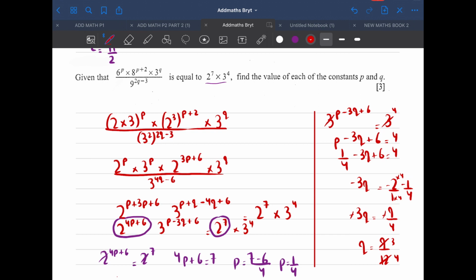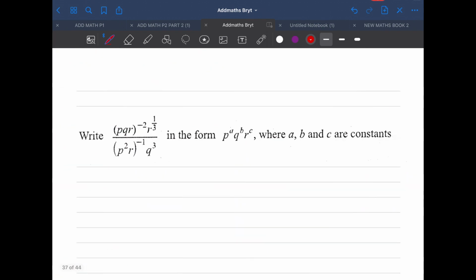Got till this point? Let's do the next question here. It's going to become p power minus 2, q power minus 2, r power minus 2 into r power 1 upon 3, divided by p power minus 2, r power minus 1 and q cube. I can cancel p power minus 2, p power minus 2 easily.